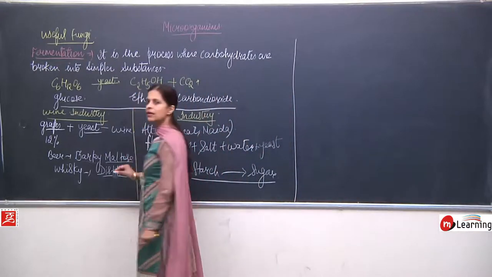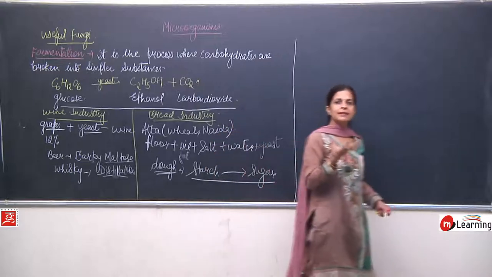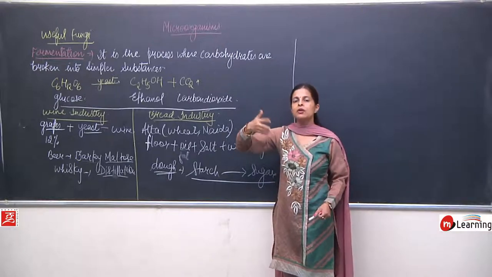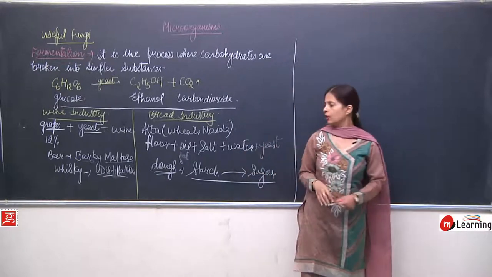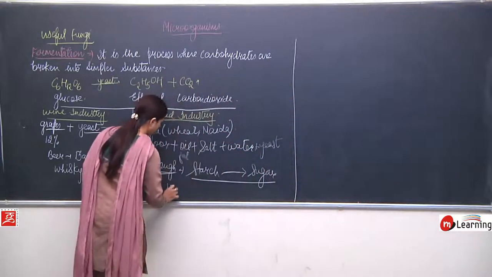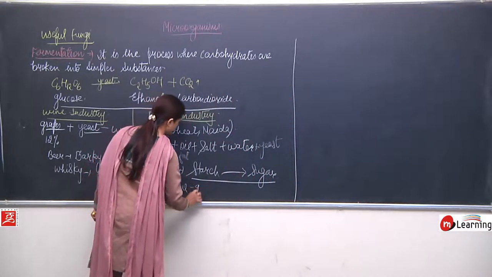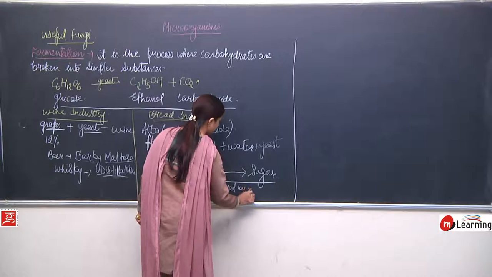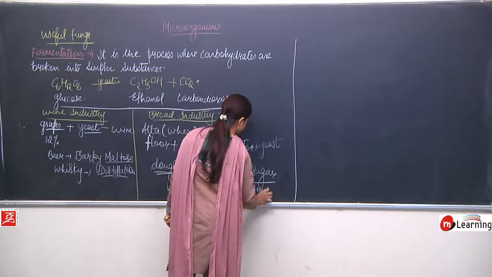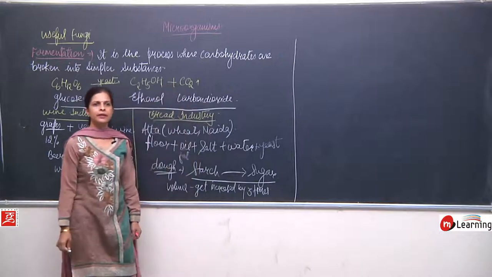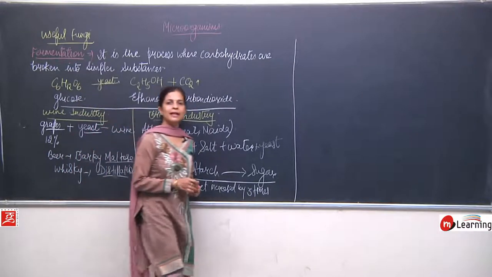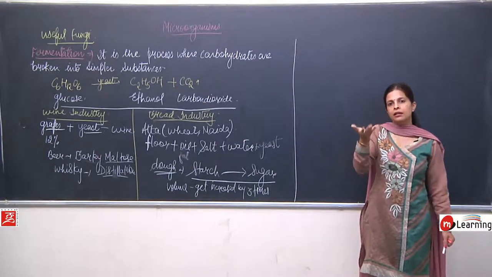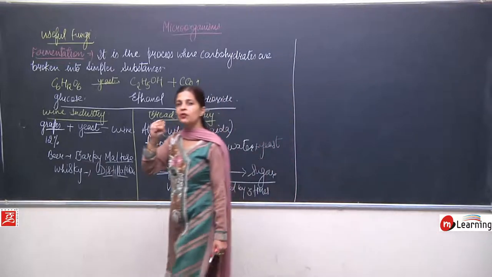Now what will happen when the carbon dioxide is produced? It will come out in the form of bubbles, and it will rise the dough by 3 times of the volume. Okay, the volume gets increased by 3 times. Due to this, when the carbon dioxide comes out in the form of bubbles and rises the dough, the bread becomes very, very soft.